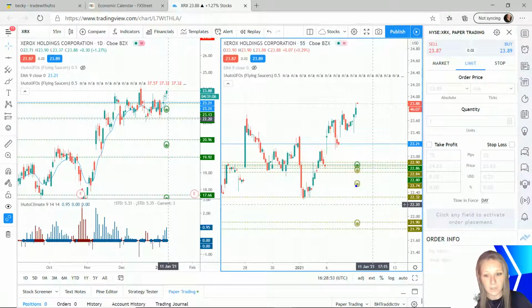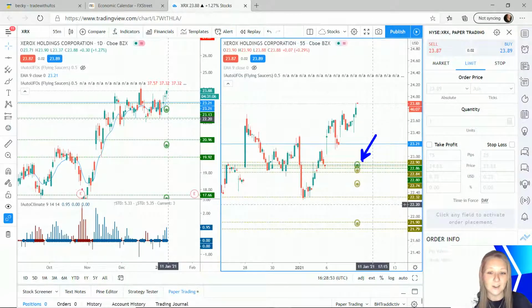Now, the UFOs on TradingView are slightly different in terms of the way that they're represented, but again, numbers are the same. So you'll see here that they show as sort of dotted lines with the little UFO symbol in them, whereas TradeStation shows them as a box with the UFO symbol in. Same thing, highlighting the same area.